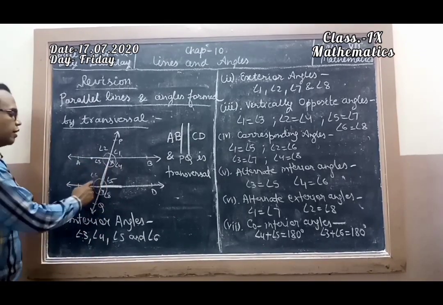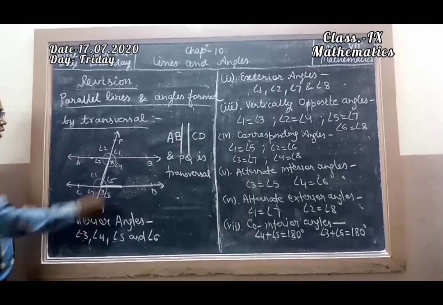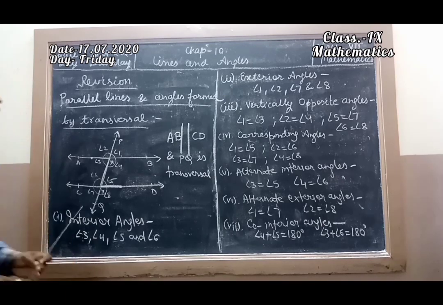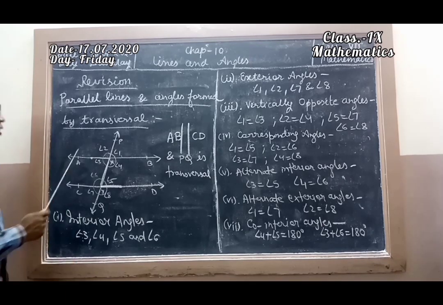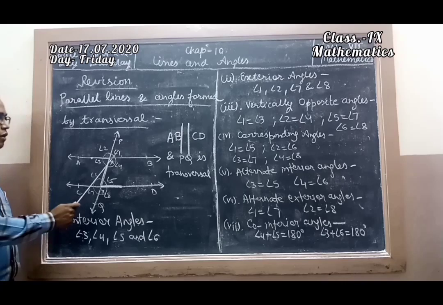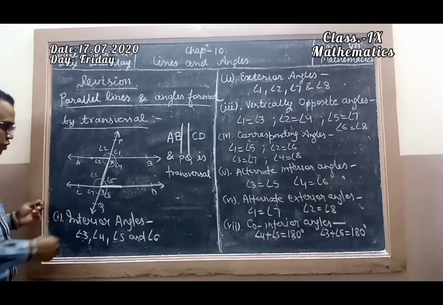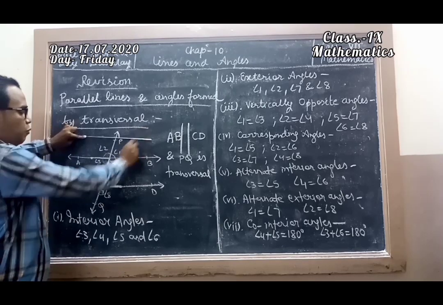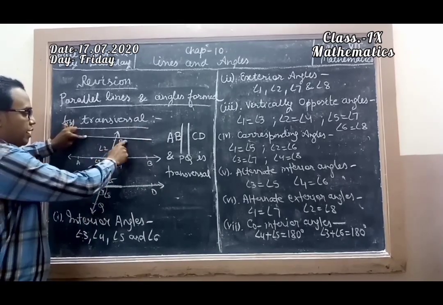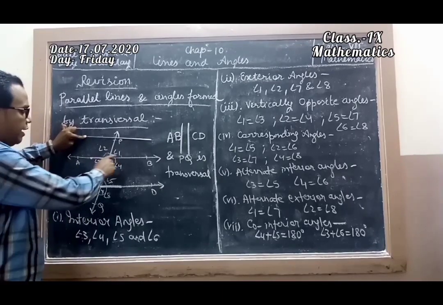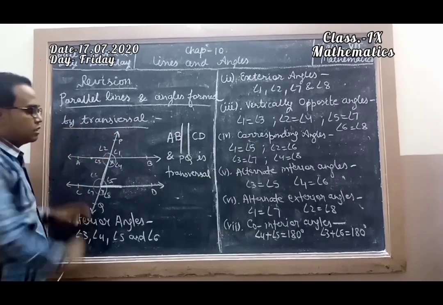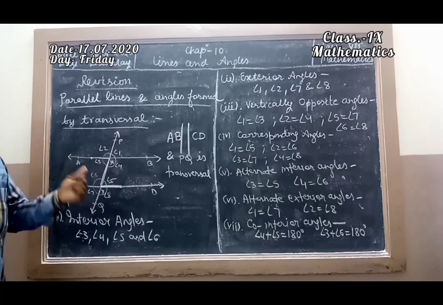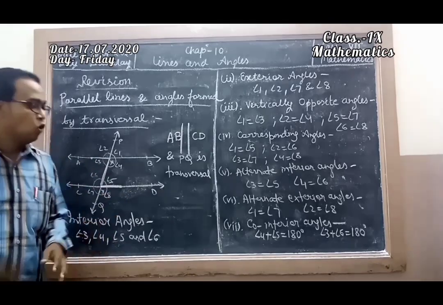And angle 4 equals angle 6. These are alternate interior angles. Now alternate exterior angles: angle 2 equals angle 8 and angle 1 equals angle 7. If you shift this line above AB, then you observe that angle 2 and angle 7 are alternate angles, angle 1 and angle 8 are alternate angles. So angle 1 equals angle 7 and angle 2 equals angle 8 are alternate exterior angles.